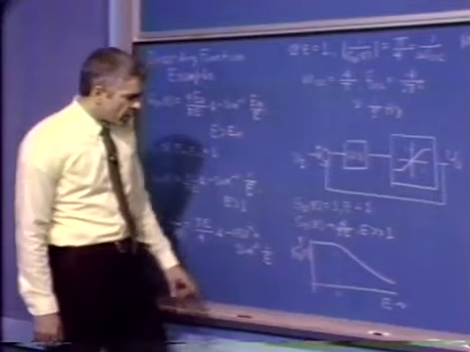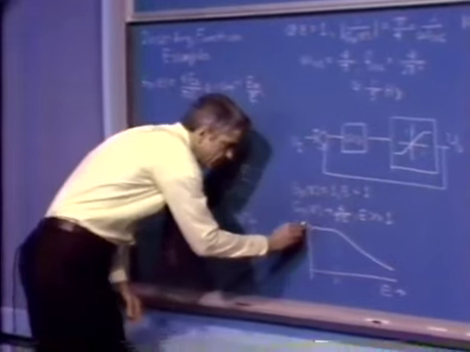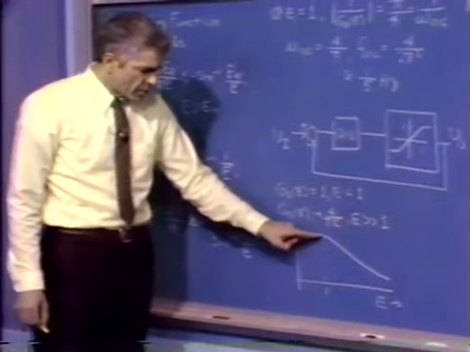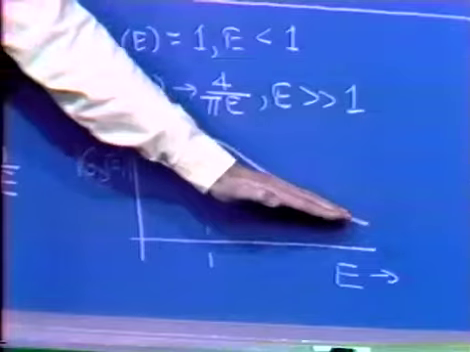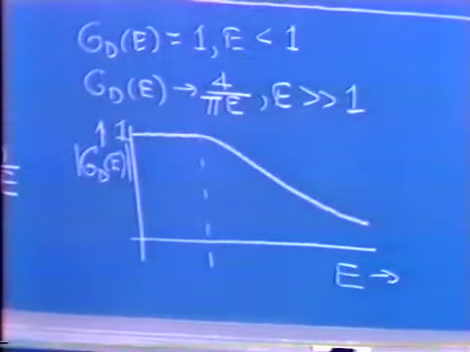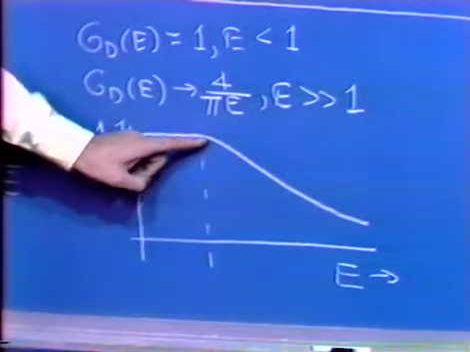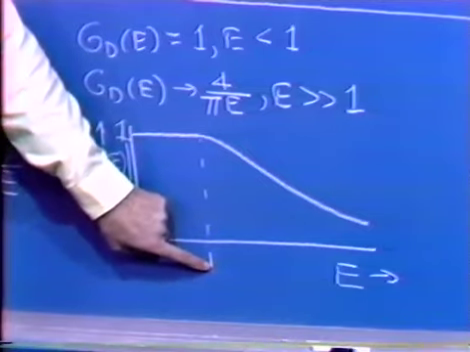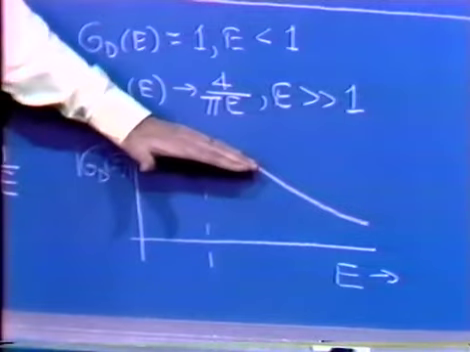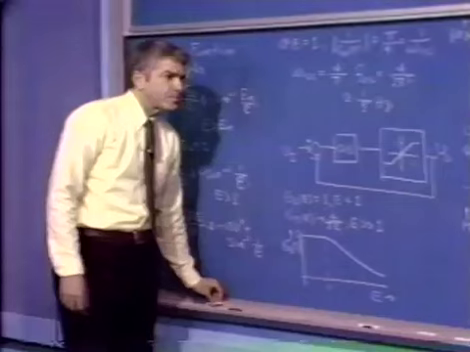If we plot that, it looks something as follows. We have a magnitude of 1 for amplitudes smaller than 1. For very large values of test signal amplitude, the characteristics become hyperbolic, inversely proportional to E, and the transition occurs at an amplitude of 1. As soon as we get up to an amplitude of 1, we begin to get some clipping out of the saturating element, and so the gain of our nonlinear element begins to drop off.